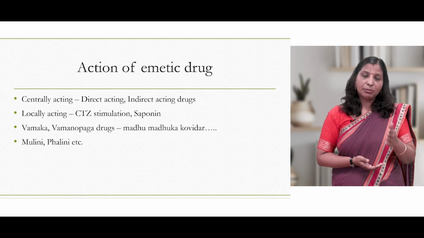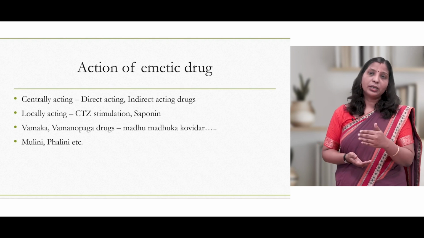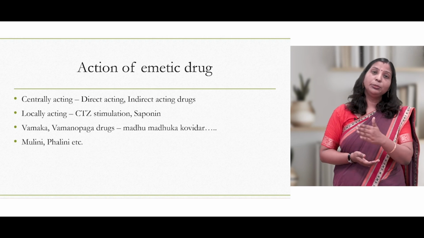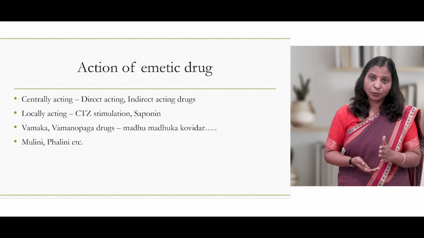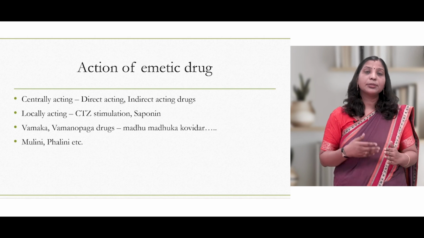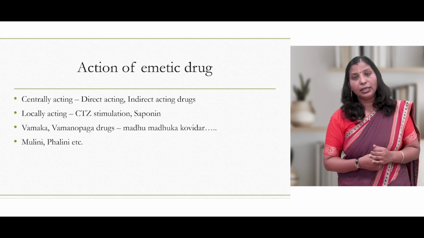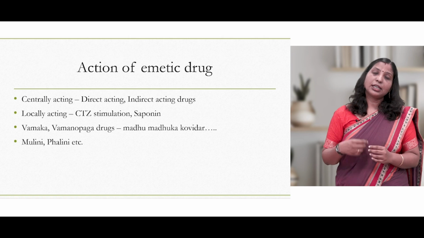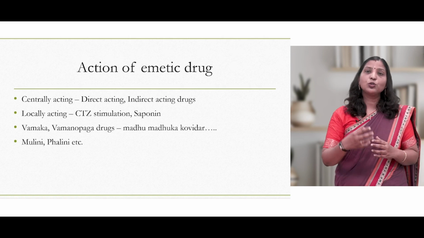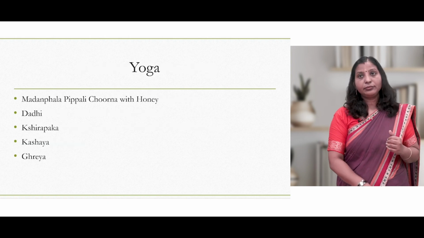Some drugs are Vamaka, some are Vamanopaga, like Madhuka, Kovidar, Karbudar, Nipa, Vidula, Bimbi, Shanapushpi, Sada Pushpi, Pratyeka Pushpi. These all are the Vamanopaga drugs which help in the Vamana procedure. In Charaka, the Mulini and Falini specific drugs which are used for Vamana have been explained.